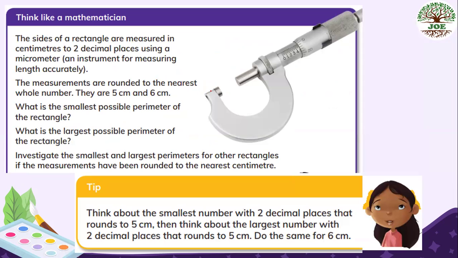Think like a mathematician. This is the last part for this subtitle. The sides of a rectangle are measured in centimeters to two decimal places, using a micrometer, an instrument for measuring accurately.